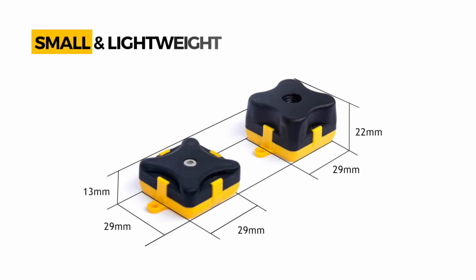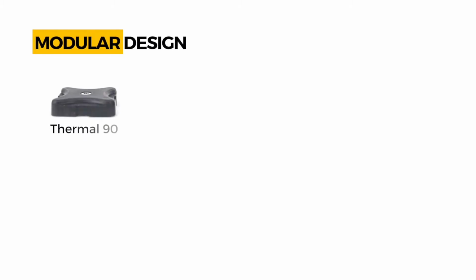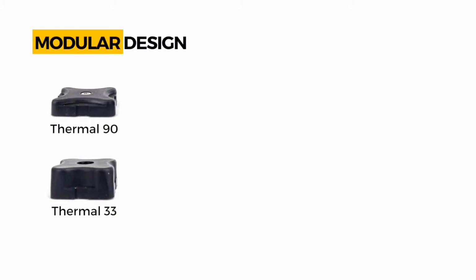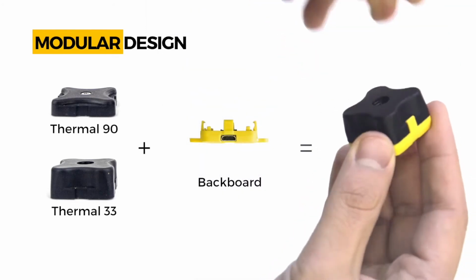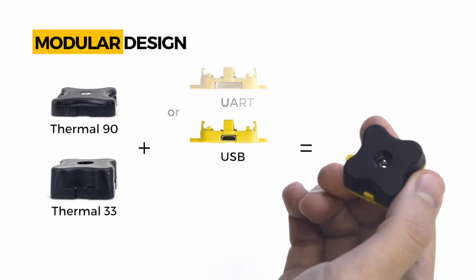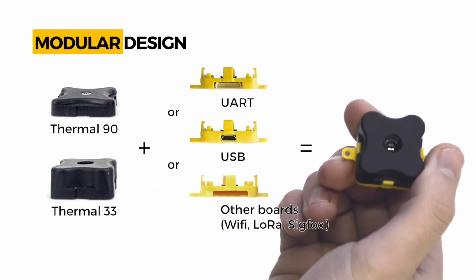Unlike big and heavy thermal cameras, Evo Thermal has a small and lightweight design, making it easy to integrate in OEM applications. Evo sensors have a unique two-part design. First, select the black module. Then, add a yellow backboard interface. Choose between USB and UART. Other backboards like Wi-Fi, LoRa, Sigfox, and many others can also be created to support your application.